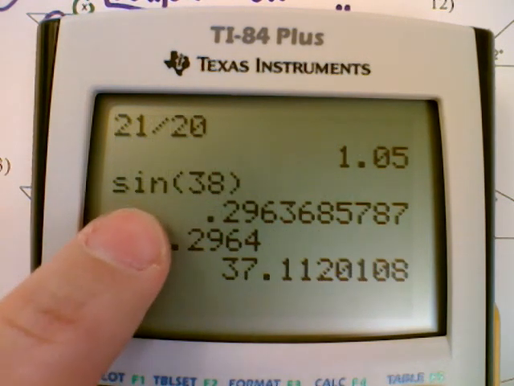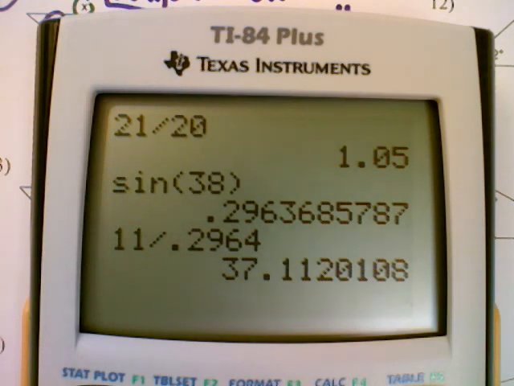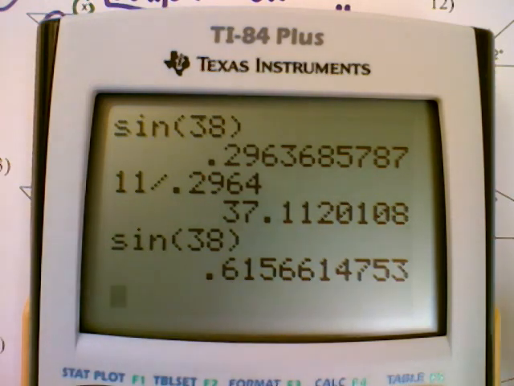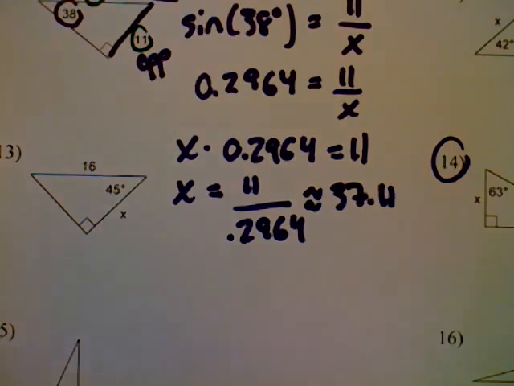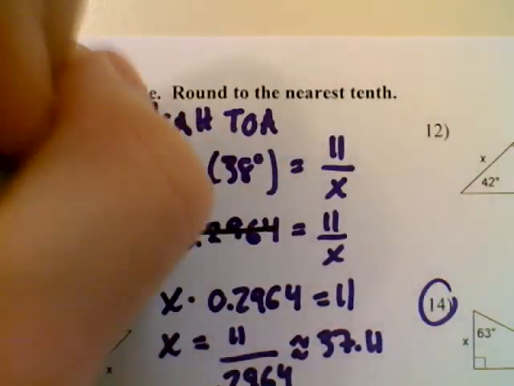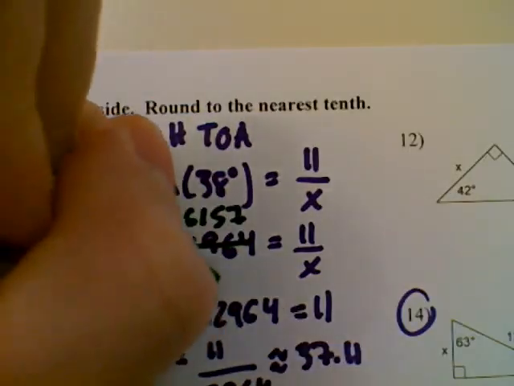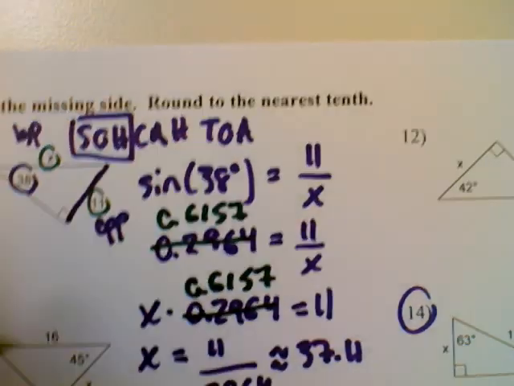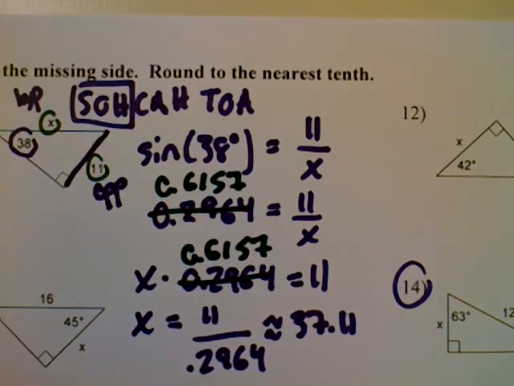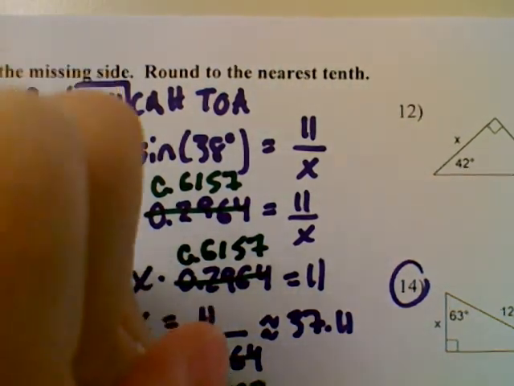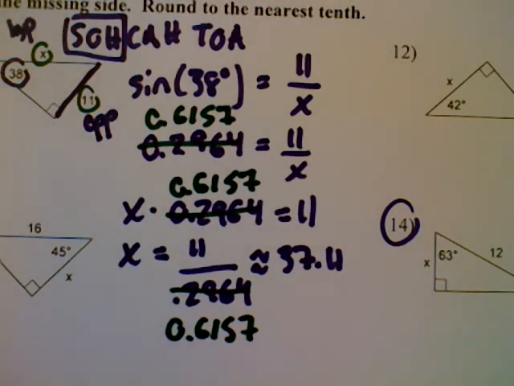Now when I do sine of 38 again, sine 38, I'm going to get a different number. So I've got 0.6157. So I should replace that in my question. I'm really glad that this happened because it happens all the time to people when doing these questions. So I've adjusted that in my question.